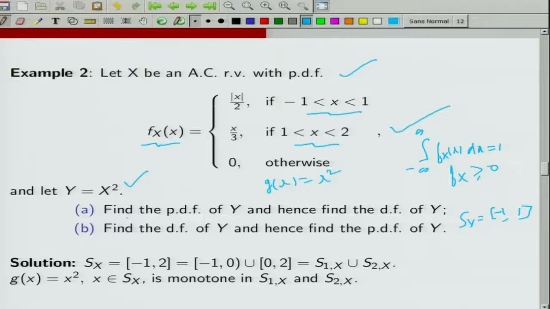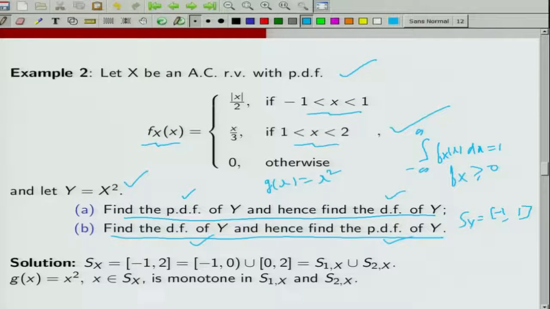So what I have to do is first find the distribution function of Y and hence find the PDF of Y. In the first example you can get the distribution function from the PDF. In the second example you have to find the PDF by first finding the distribution function. So let's try to see how does it go.